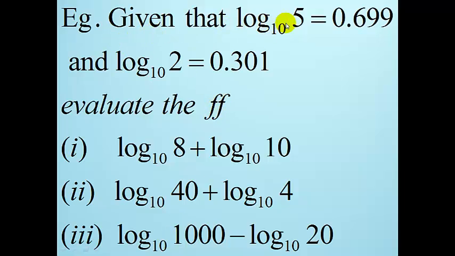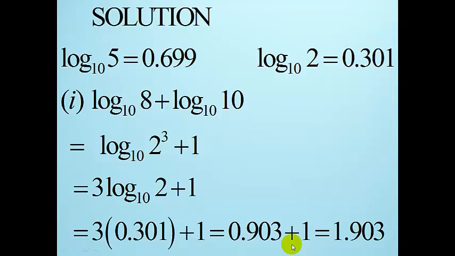Now, given that log 5 to the base 10 equals 0.699 and log 2 to the base 10 equals 0.301, evaluate the following: log 8 to the base 10 plus log 10 to the base 10. Log 40 to the base 10 plus log 4 to the base 10. Log 1000 to the base 10 minus log 20 to the base 10. Now let's see how best we can solve this problem.